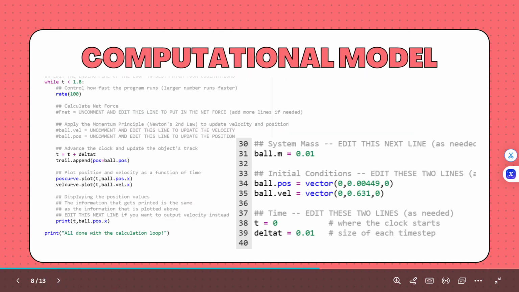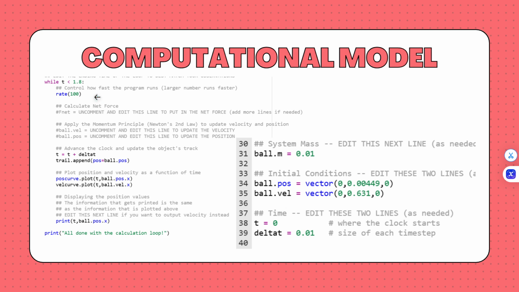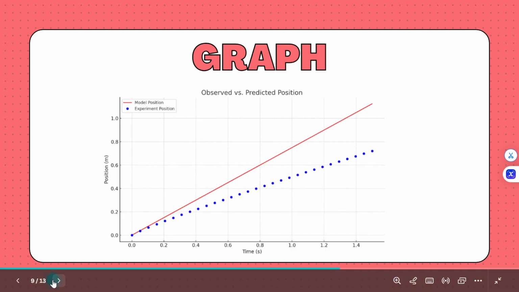Afterwards, we can look at the computational model. I inputted the values that I got from the graph in Tracker, and changed the code here so that I could create the model to match what I had observed previously. And I changed the while loop. I made it 1.8 seconds because it was approximately 1.8 seconds. And then on top of that, I changed the vectors to match what I had found originally.